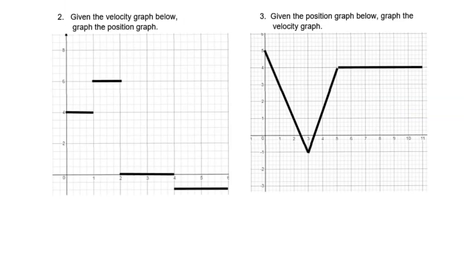This is the type of question that you will see on your assessment. You will be given a velocity graph and you will change it to a distance graph, and you will be given a distance graph and you want to change it to a velocity graph. If this is the velocity graph, the area under the curve will represent the distance that has been traveled. So instead of going up by 2s, I'll go up by 1.